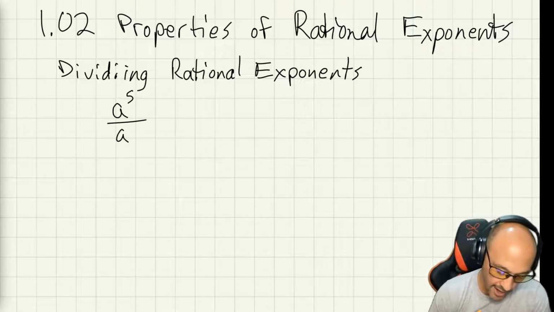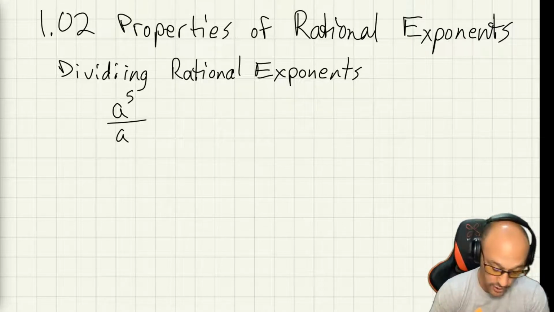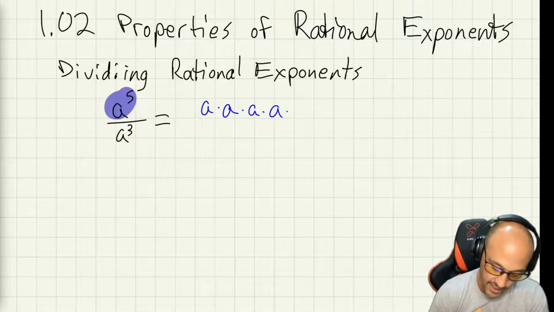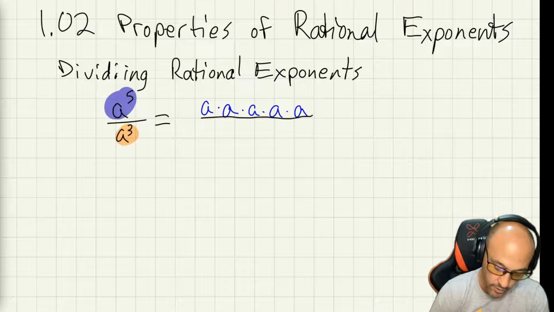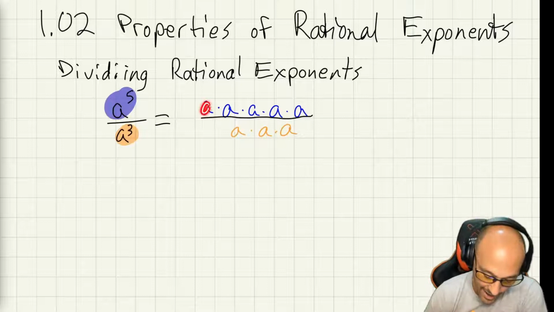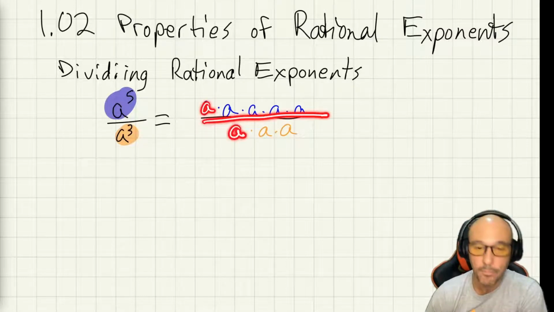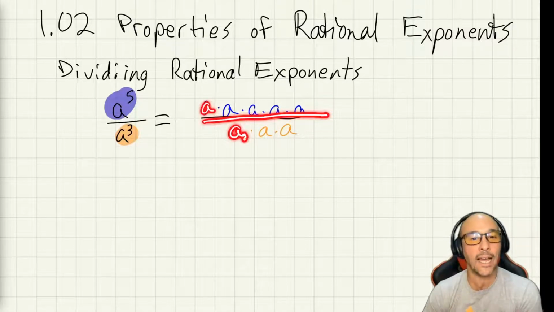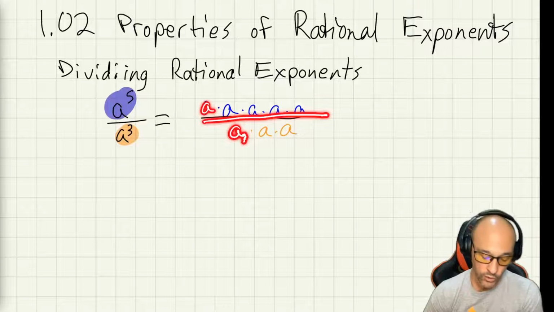So we're going to start out with a fraction. That's a division, remember, a fraction is division. In the numerator we have a to the fifth, which is just a times a times a times a times a. And in the denominator, we have a to the third, which means a times a times a. Now, when we have a number divided by itself, a divided by a, that equals 1. Anytime we have a number divided by itself, it equals 1.